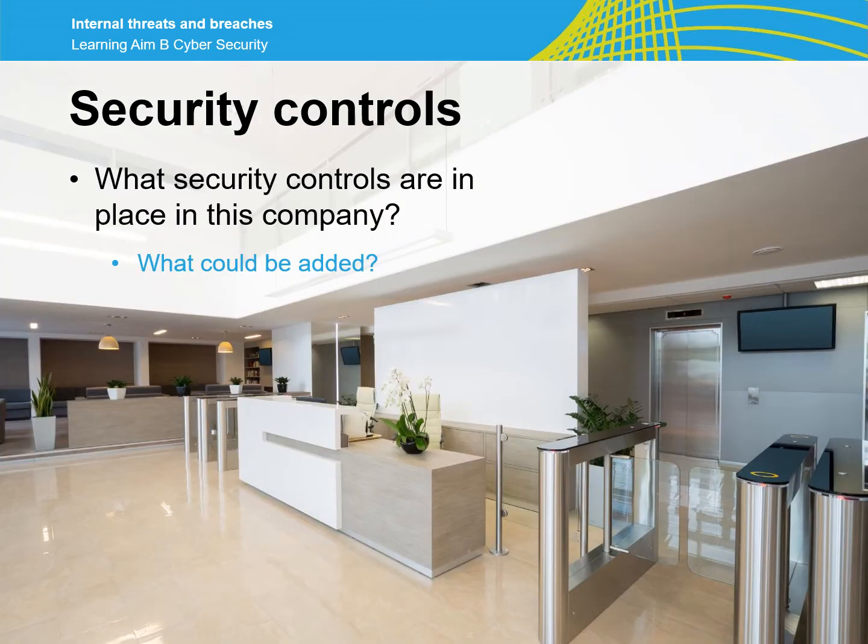Another way to protect the data and systems in your organisation is to have high levels of security controls. Taking a look at the picture in this scene, what security controls are in place for the company, and what could be added to increase the levels of security to make people without access harder to gain entry into the place?